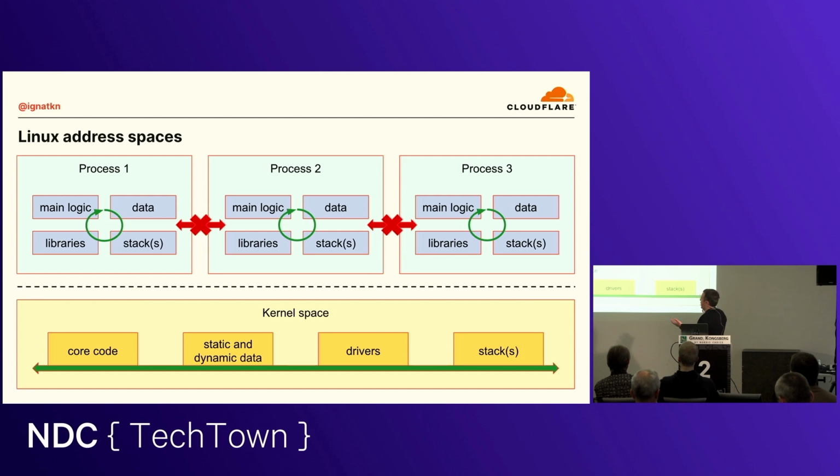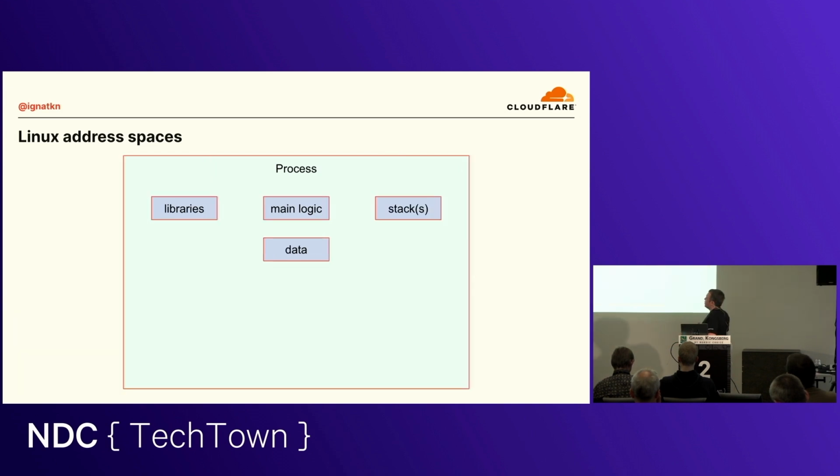But between the address spaces, one process cannot access the memory of another process. And similarly, processes cannot directly access the memory of the kernel space. So everything is separated in memory. That's clear, right? So now let's zoom into one of the processes, and into the data section. What can we have there?